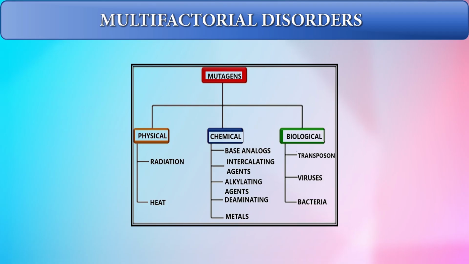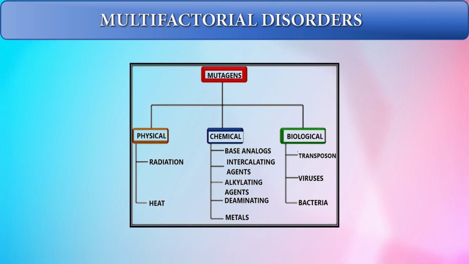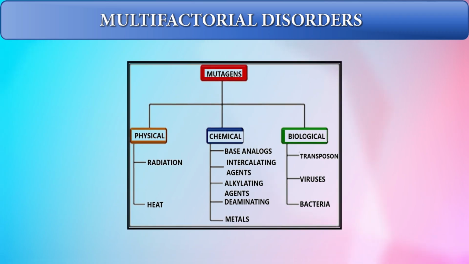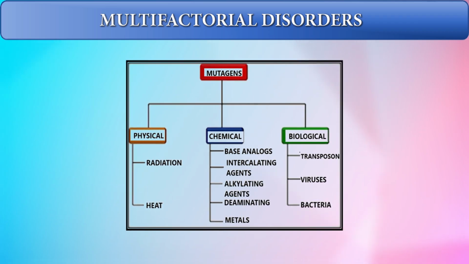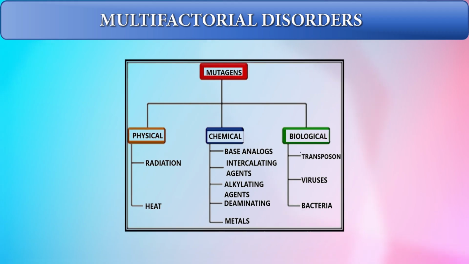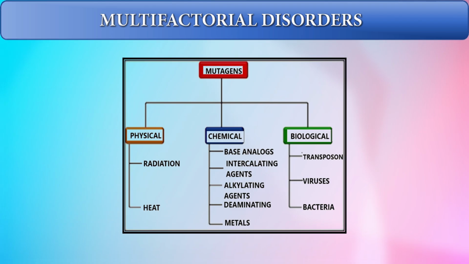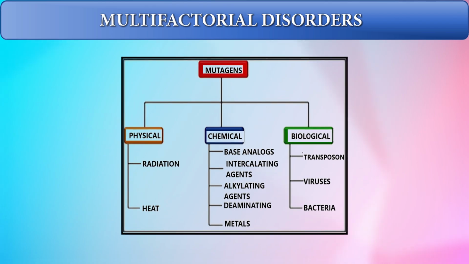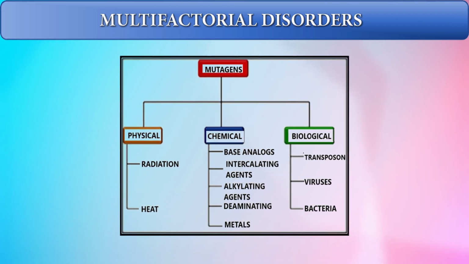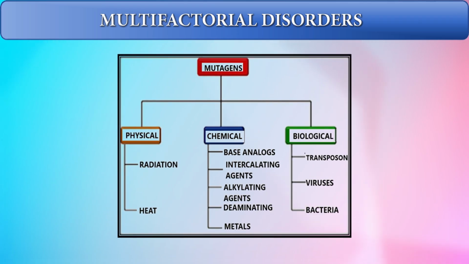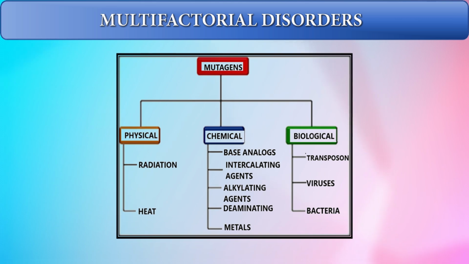In this flow chart, you can see that the mutagens can be classified into physical, chemical and biological agents. In the physical, we have radiation and heat. In the chemical, we have the base analogues, intercalating agents, alkylating agents, deaminating agents and metals. In biological, we have the transposons, viruses and bacterial agents.